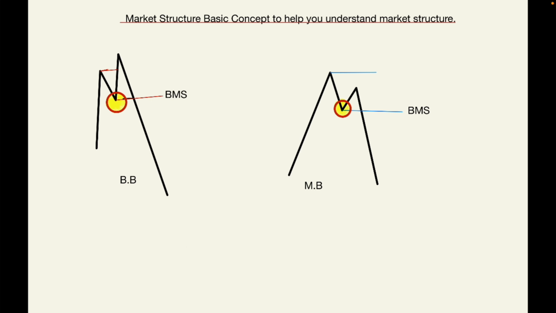We talk about breaker block, we talk about mitigation block, and also another structure that can help you understand market structure: the QML structure. Because the way they are structured, it's in favor of market structure. It's simply market structure. That's how I started with understanding market structure and understanding directional bias.